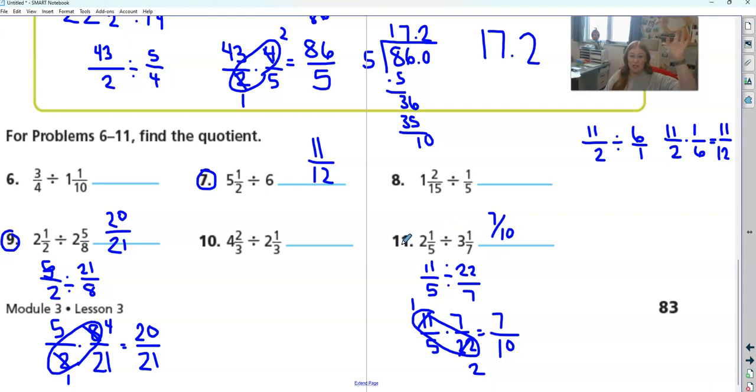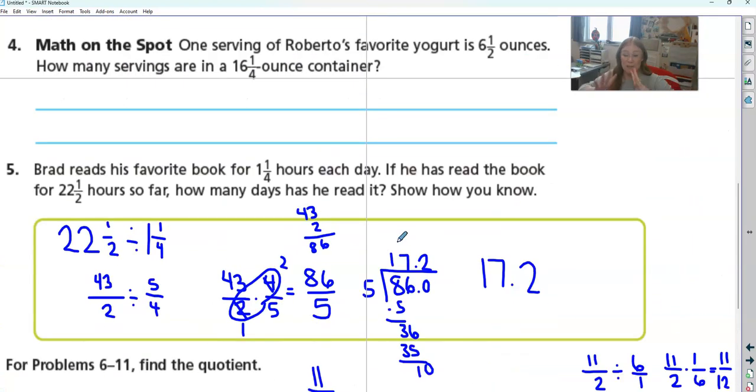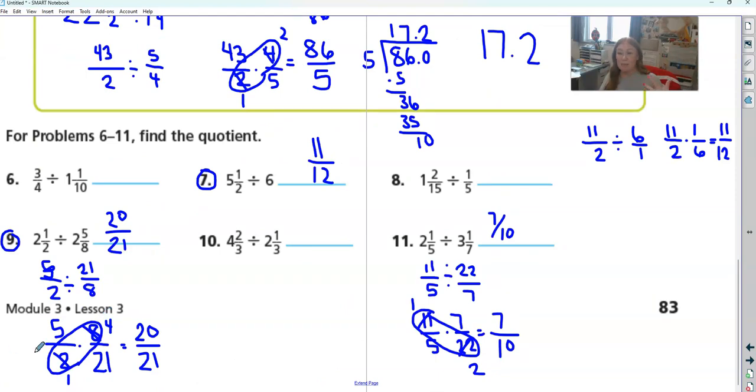So make sure you finish any problems you need to. So set it up. What's the total? What are you dividing it by? Make them improper. Check if you can make your life easier and simplify first. And then you need to make sure you copy, dot, flop, simplify, and finish your problems.